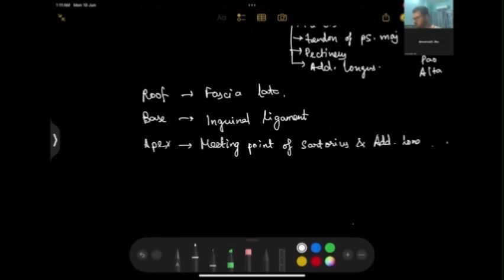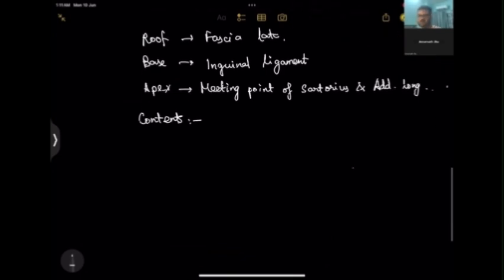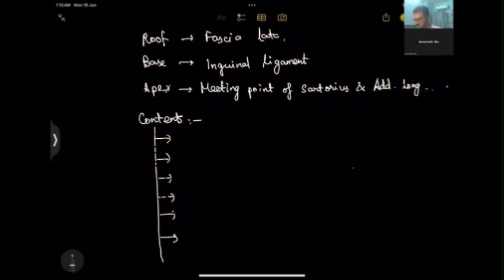Adductor longus. What are the contents of the femoral triangle? We're going to have 6 contents. Femoral vessels.